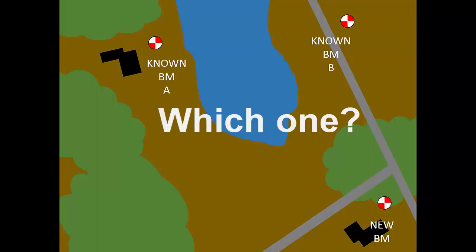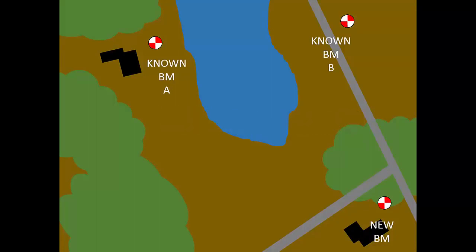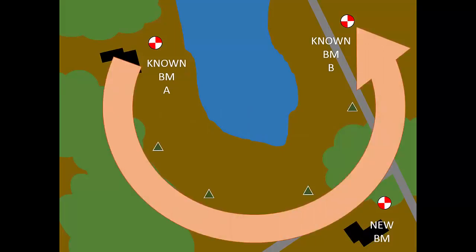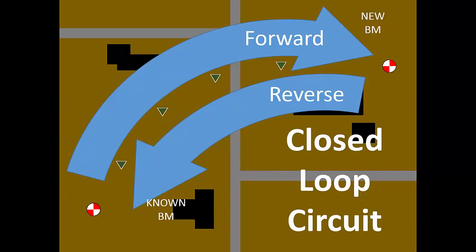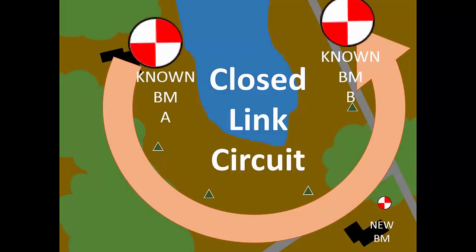If benchmarks A and B were created in the same original survey, then you can use both. Start the level circuit on A and end the circuit on B. We call this a closed link circuit. That is, your new level circuit links between two known benchmarks. Link and loop level circuits both begin and end on known benchmarks. Ending on a known benchmark makes the level circuit closed. At the closing benchmark, you can compute the closure error in the circuit.